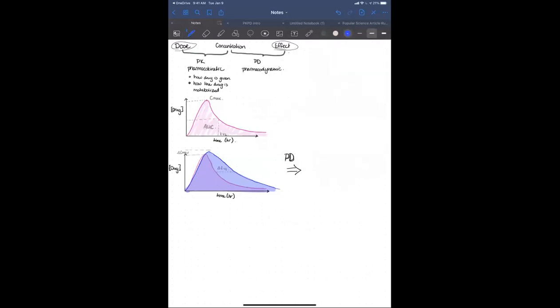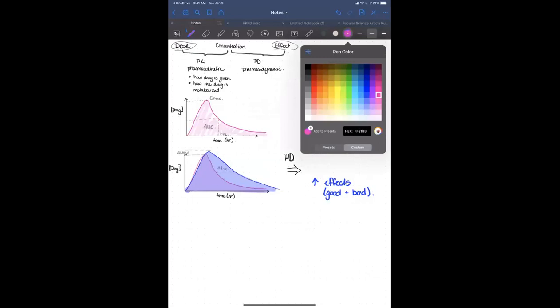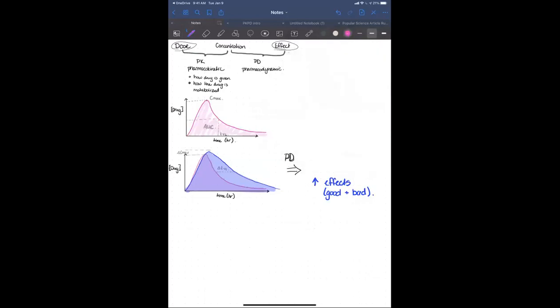So our patient that's in blue, our slow metabolizer, will have high effects. And these can be good and bad. So the good effects will be better and the bad effects will be worse. And then versus our other patient who is a rapid metabolizer will have decreased effects relative to that.